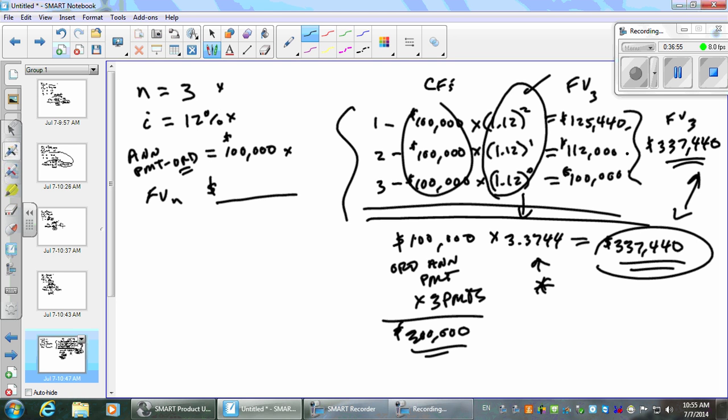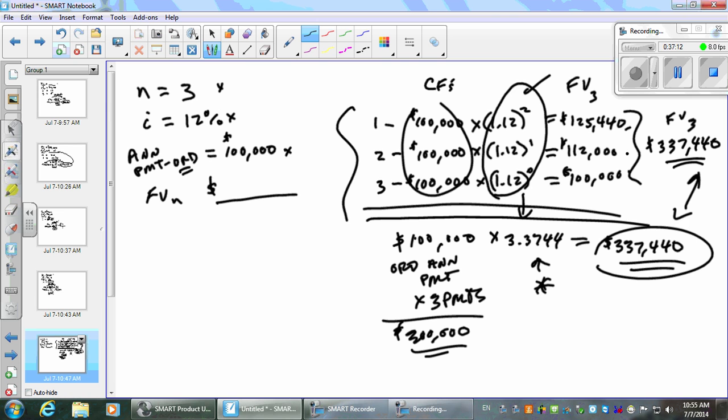Even on this problem, it saved me time, didn't it? Instead of doing three multiplications and adding them up, I do one multiplication and I'm done. Okay? Again, imagine 360 payments. Much better, much better.